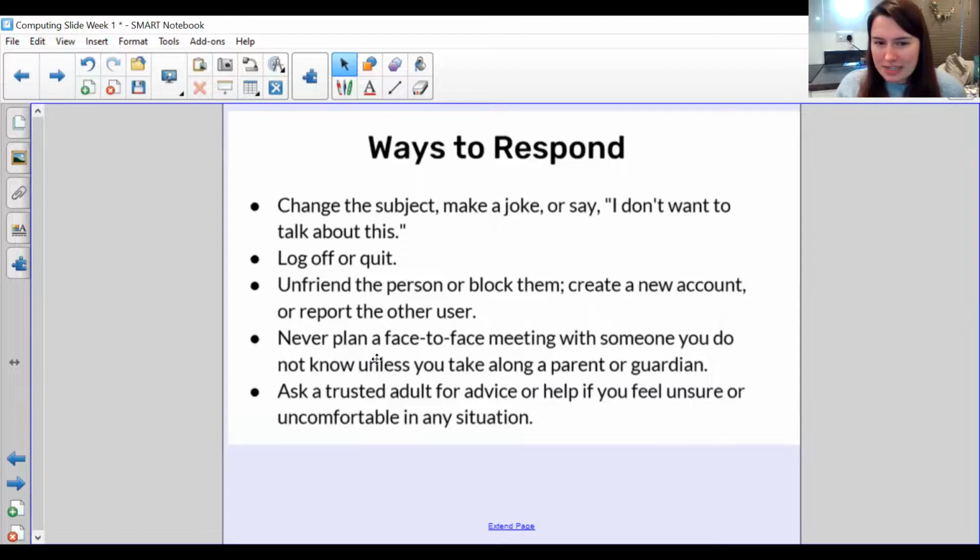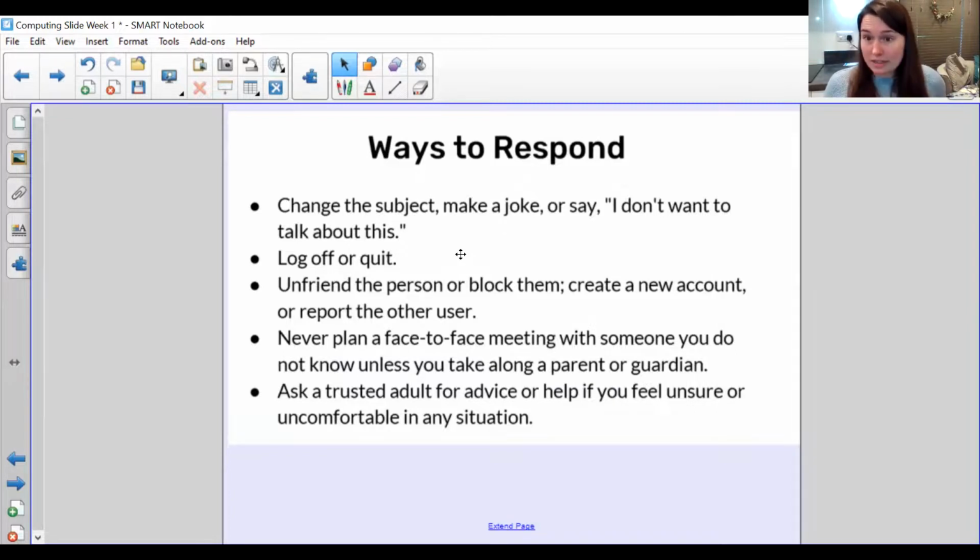Okay, I want to focus in on that last section. What do you actually say? What do you actually do? These are some of the things I came up with. You can change the subject, make a joke and say, oh, I don't want to talk about that anymore, and steer the conversation away. Change the subject, and make it clear that you're not going to talk about that.